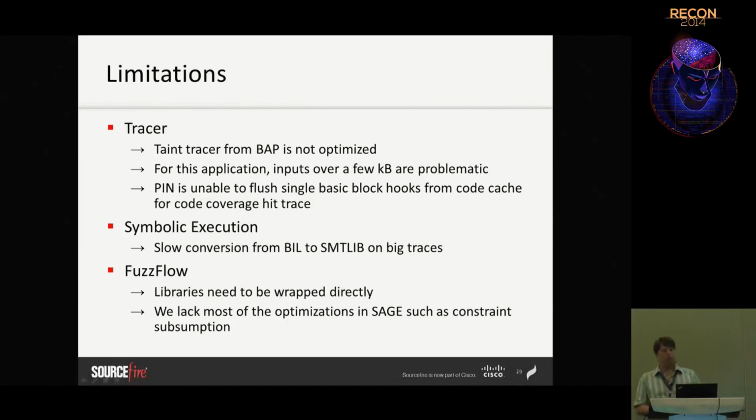Our conversion from BIL to SMT-LIB is fairly slow because, once again, BIL expands every x86 instruction out into micro-operations. So for every move or add, you actually have a series of maybe 8 micro-operations occurring, and a comparison or more complicated x86 instructions are even more so.